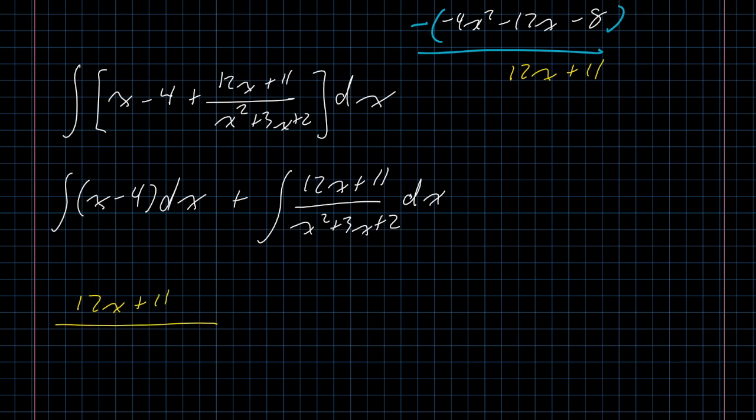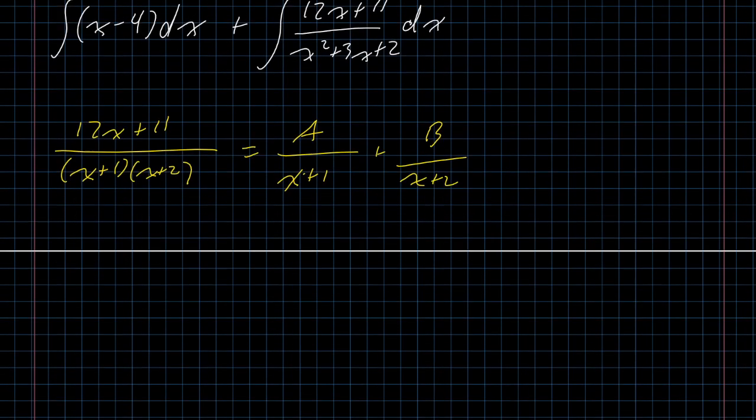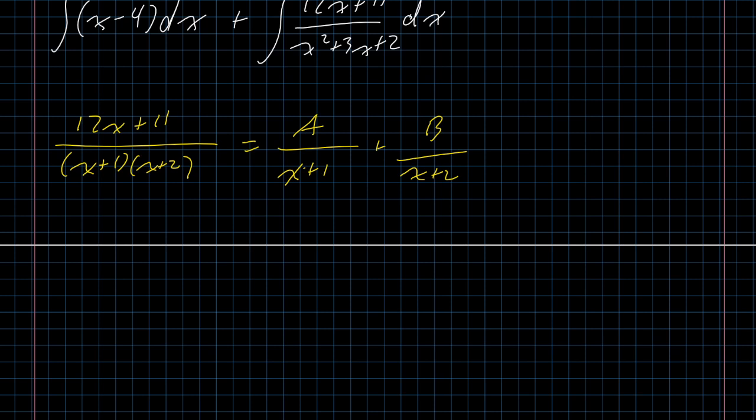X squared plus 3x plus 2. That factors pretty nicely into x plus 1 times x plus 2, which means that this is going to decompose into some constant over x plus 1 plus, make sure that looks like an x and not an a, plus some other constant over x plus 2. Multiply through by the common denominators.